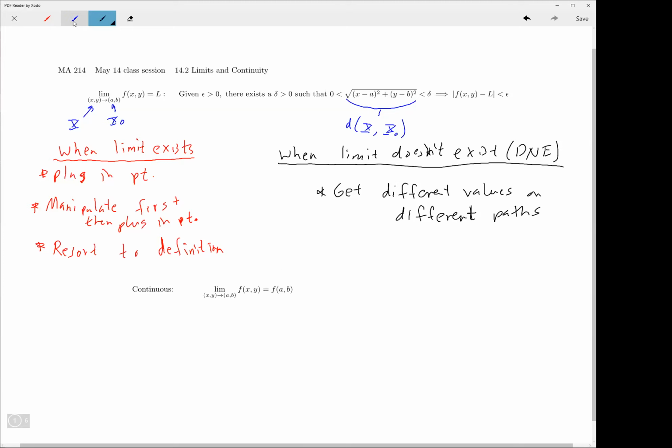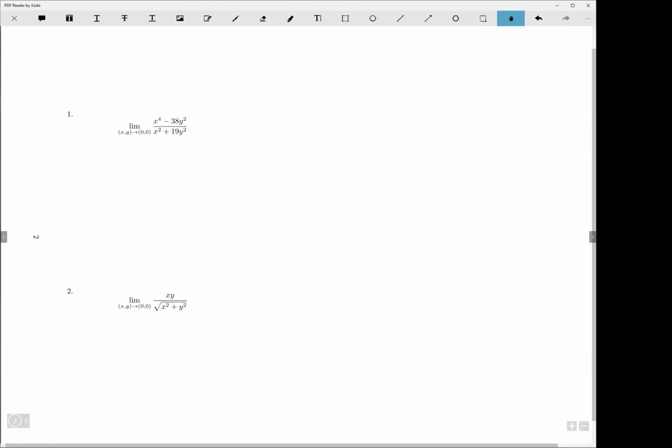And the definition of continuous means that the limit is equal to the value at the point. So that's just like before. Okay, so let's go ahead and take a look at some limits. So we're looking at number 1, find the limit if it exists as x, y goes to 0, 0. You notice that the problem is that there are zeros in the denominator, right? When you plug in this point, you get 0 in the denominator.